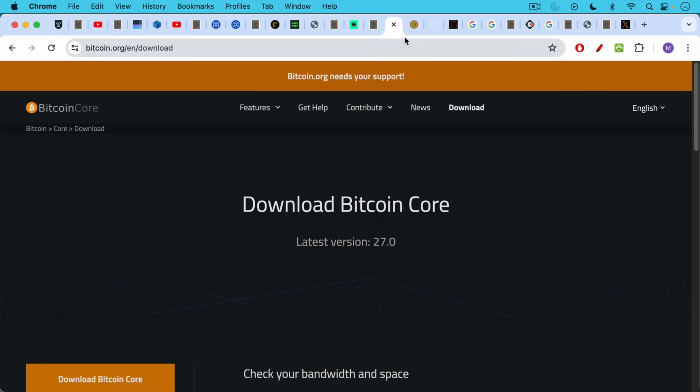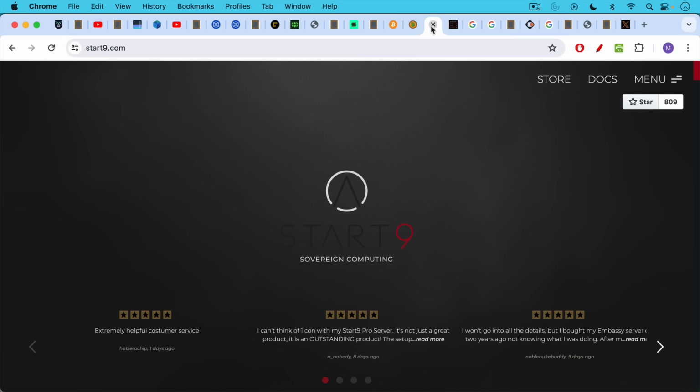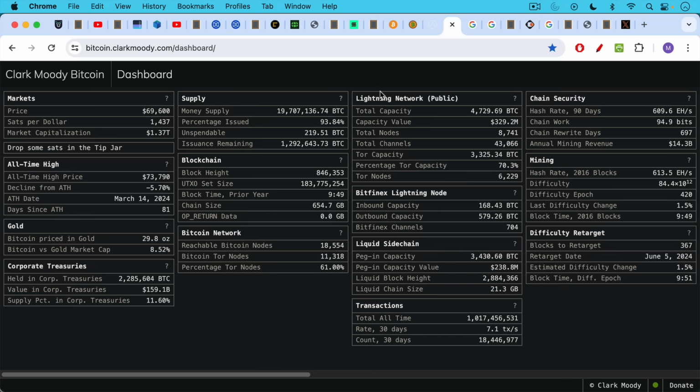Here's Bitcoin Core, which you can download for free, and an alternate version of the Bitcoin consensus rules, which is Bitcoin Knots. And this helps to filter out the spam as well. And the other way of running a node is you can do it through Start 9. They make it really easy, as I talk about in some of my live classes.